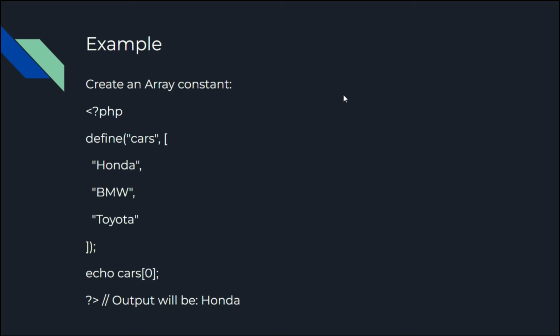We have an array in function define. In array we have different brands of cars. We will echo name of array and specify index number. It will print the car brand which we specified earlier.